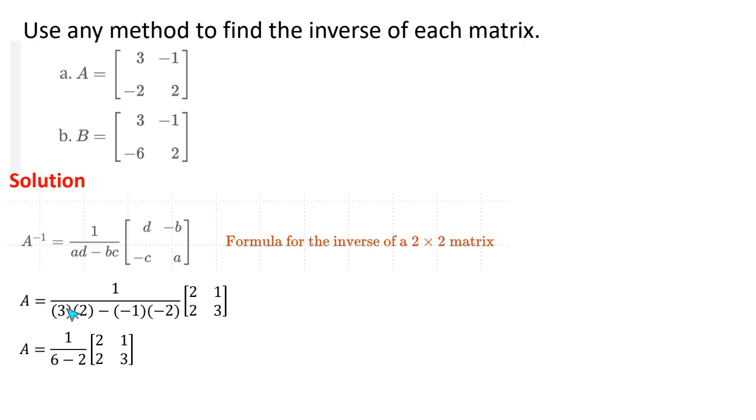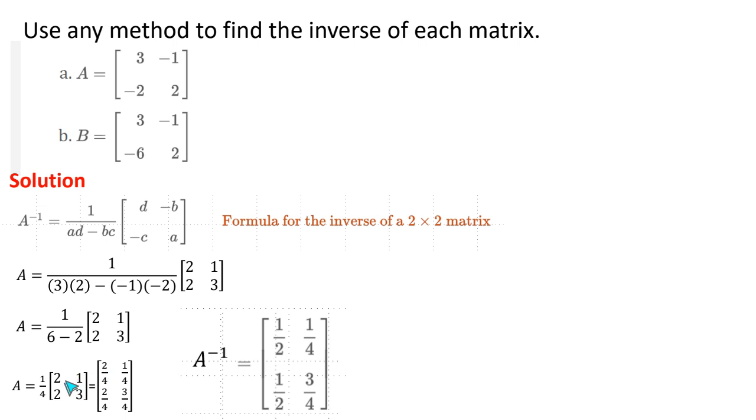So 3 times 2 is 6. And then negative is positive, 2. So 6 minus 2. And then let's simplify. So we get 1/4. And now we're going to multiply the 1/4 into each of these.